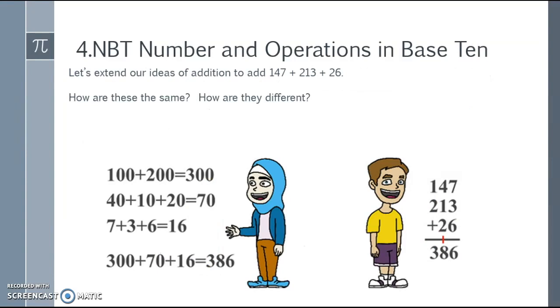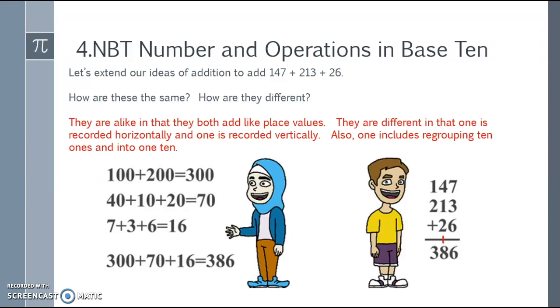Let's extend our ideas of addition to add 147 plus 213 plus 26. Notice there are 2 different students who did 2 different things. How are these the same and how are they different? One may look more traditional to us than the other. They are alike in that they both add like place values. They are different in that one is recorded horizontally and one is recorded vertically. Also, one includes regrouping 10 ones into 1 ten.